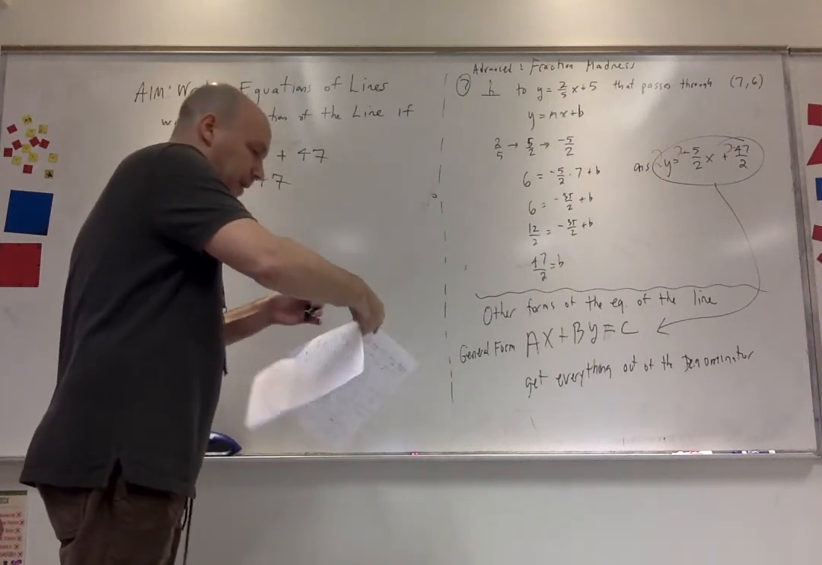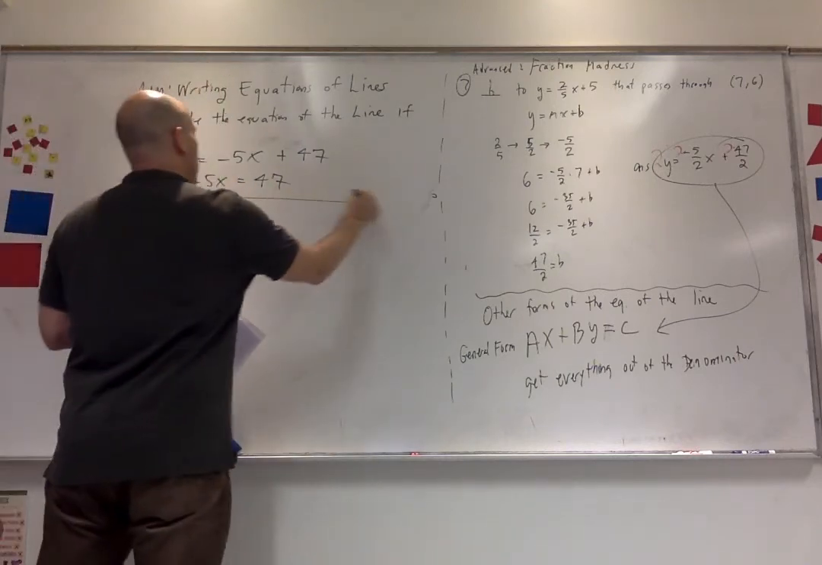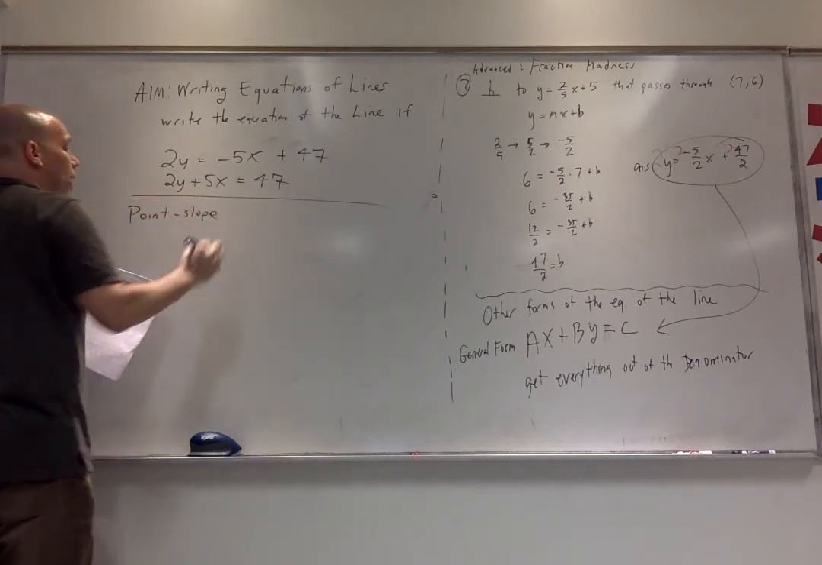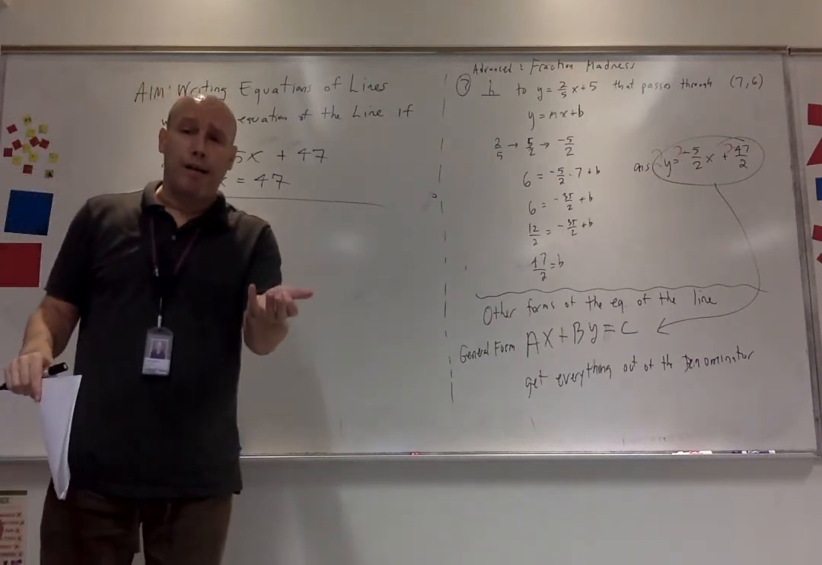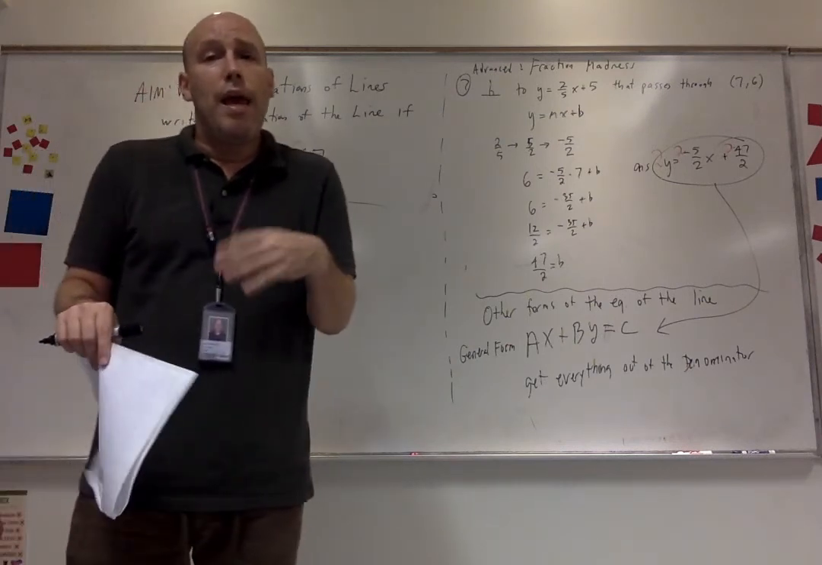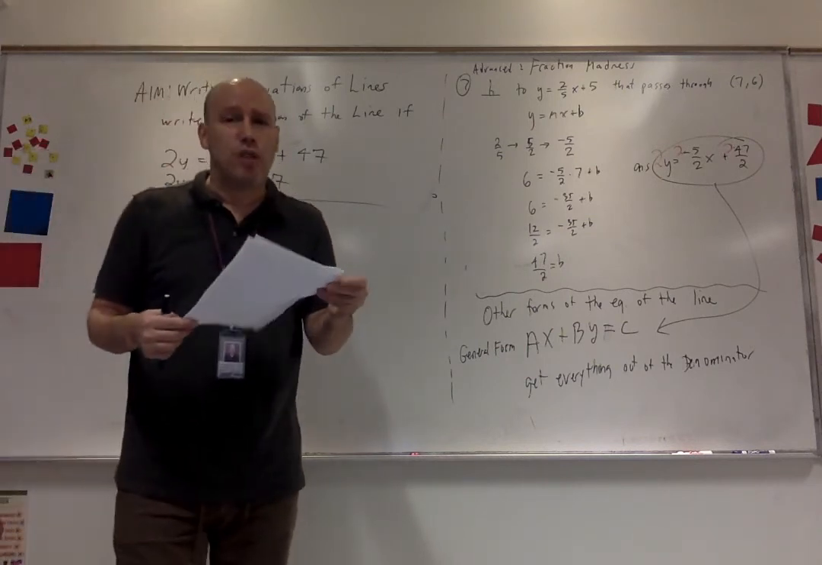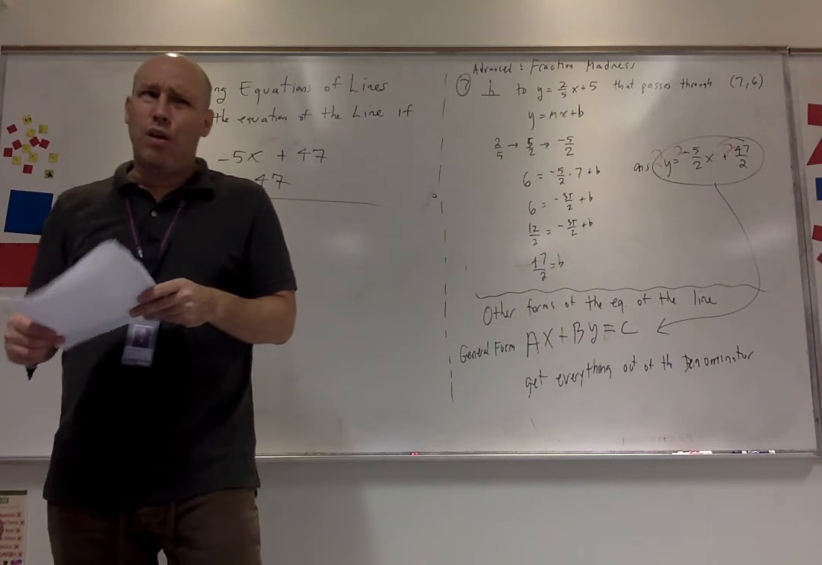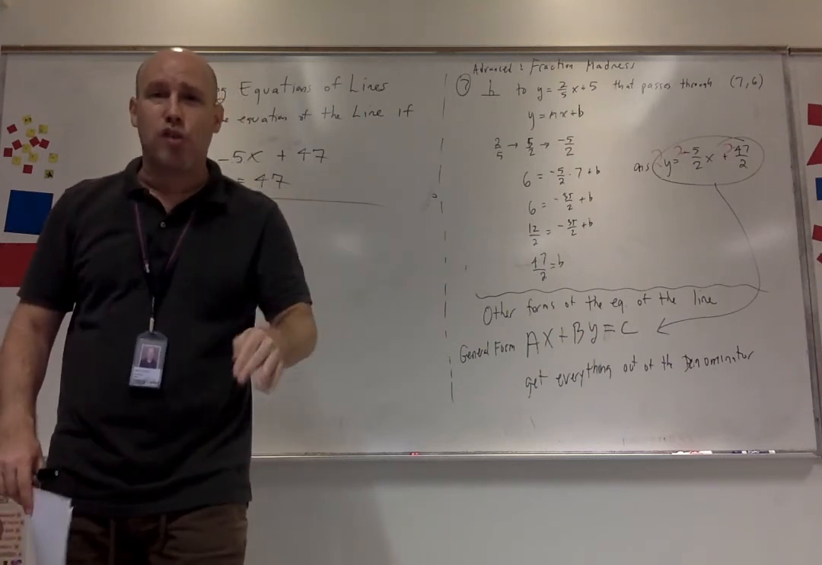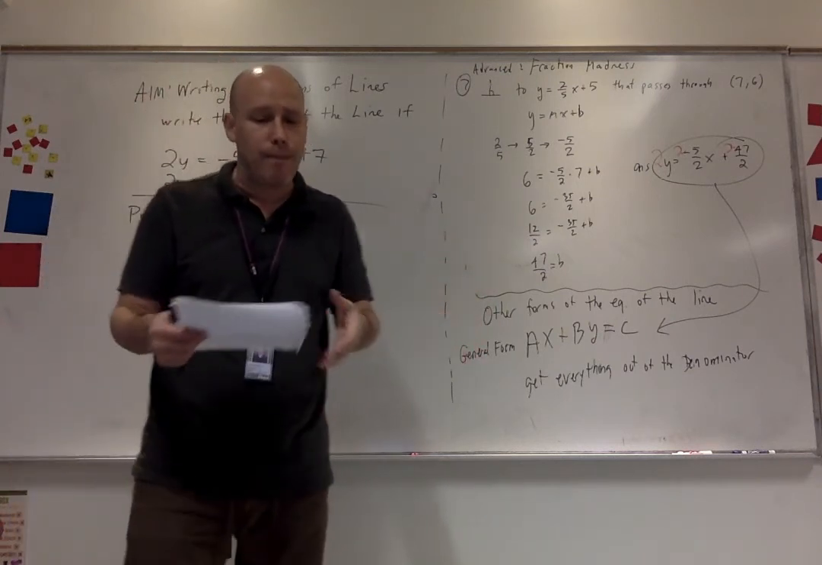The last method is known as point slope. The idea behind point slope is that given any point on the line and the slope, I can write a unique equation of the line. If you think about it, this allows me to not have to deal with the y-intercept. All your years of math dealing with lines has always been, what's the y-intercept? But you don't always need the y-intercept.